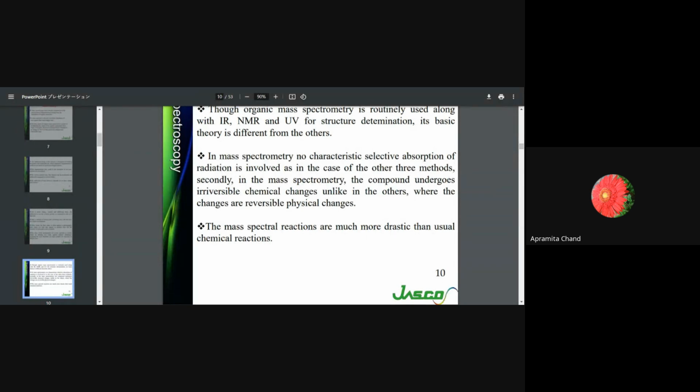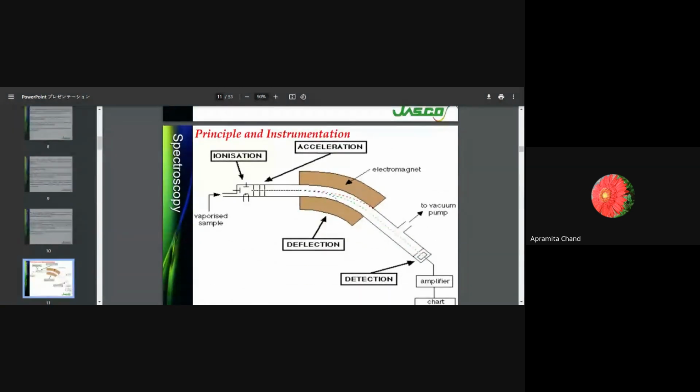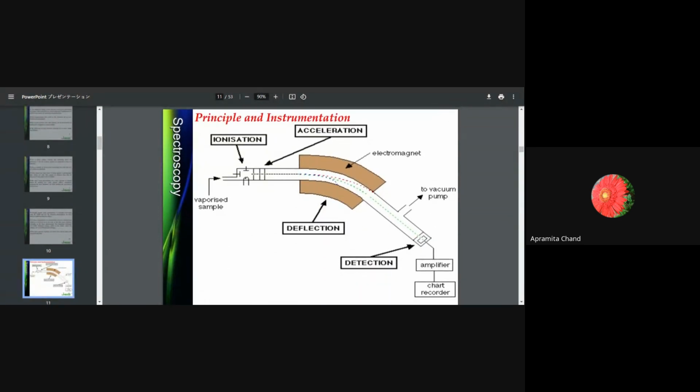But in mass spectrometer, the compound undergoes irreversible chemical changes, so you cannot get back the sample. Also, these are more drastic than the usual chemical reaction because of the bombardment of energetic electrons. Now this is the instrumentation of a mass spectrometer. Very carefully just see. Okay, principle and instrumentation of mass spectrometer.